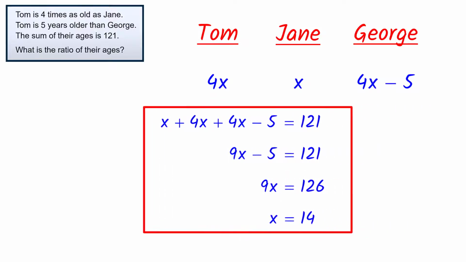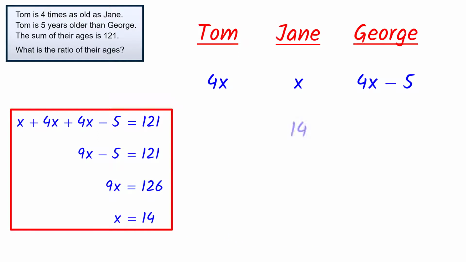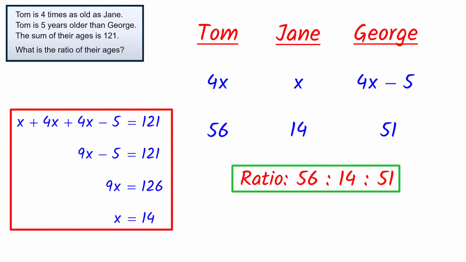So we've now worked out the age of Jane. She's 14. That means Tom must be 4 times as old, so he's 56. And George is 5 years younger than Tom, so he's 51. So the ratio of their ages is 56 to 14 to 51. Now check to see if this ratio will simplify by looking for any common factors that go into 56, 14 and 51. In this case there isn't, so this is the final answer.